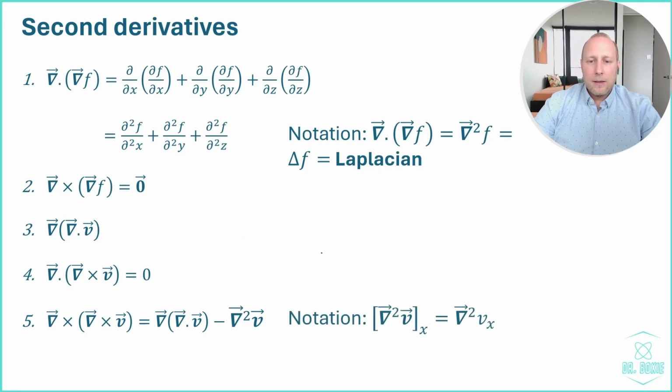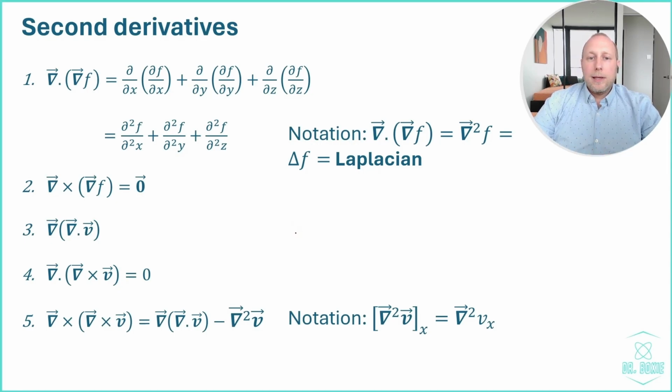We define the Laplacian applied on a vector function as follows: if I look at the x component of that thing, it's just a notation for the Laplacian of the x component. Similarly for the y and the z component, it's just a notation for that. And so these are the second derivatives we need.